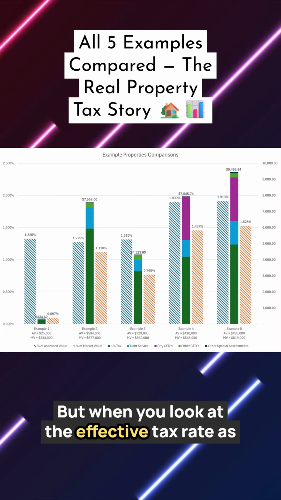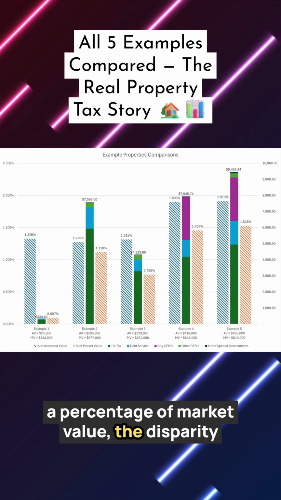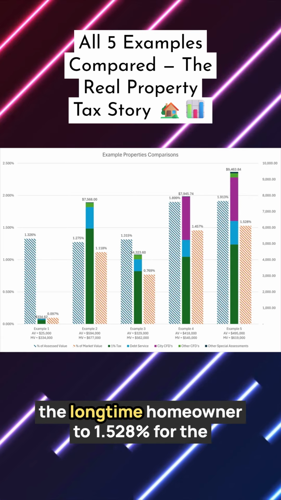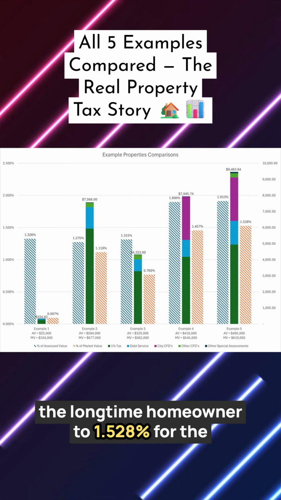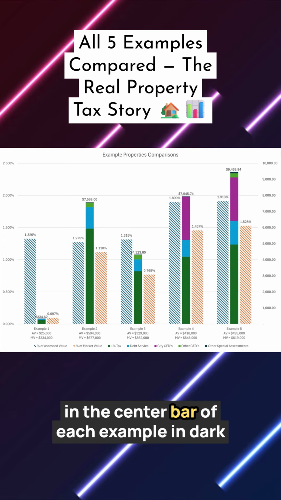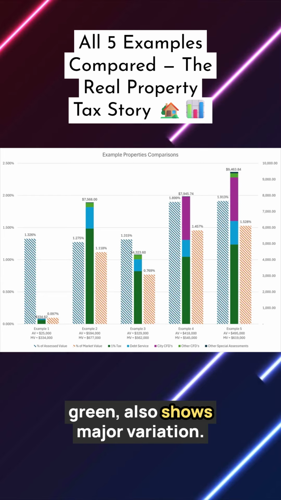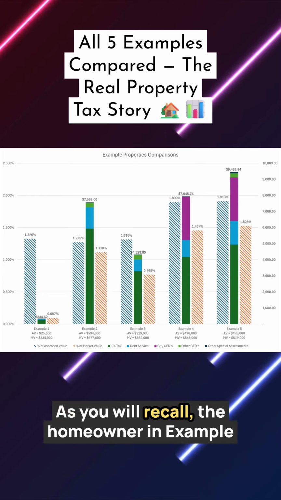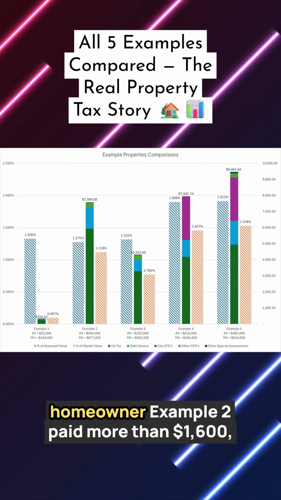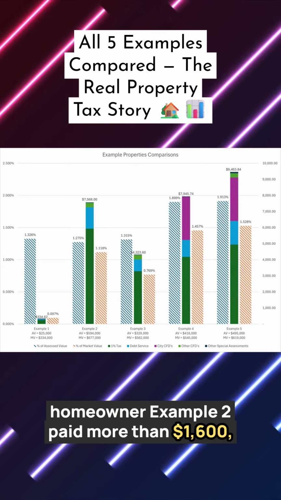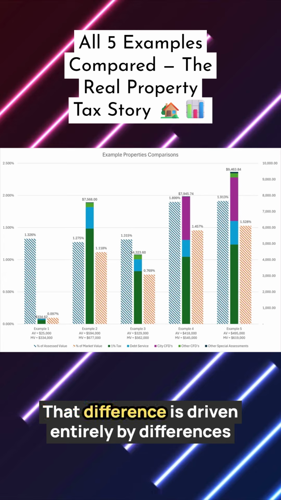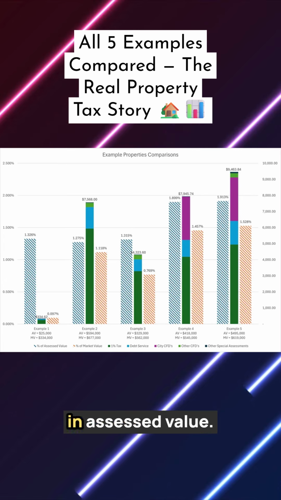But when you look at the effective tax rate as a percentage of market value, the disparity becomes dramatic, ranging from 0.097% for the longtime homeowner to 1.528% for the newest development. The general purpose tax amount, shown in the center bar of each example in dark green, also shows major variation. As you will recall, the homeowner in example 1 paid about $71 for city services, while the homeowner in example 2 paid more than $1,600, almost 23 times more for the same services. That difference is driven entirely by differences in assessed value.